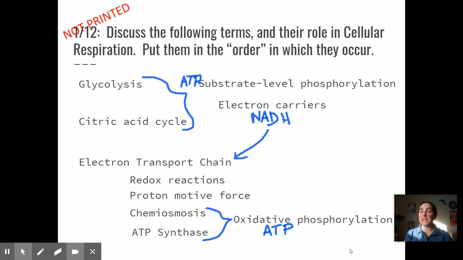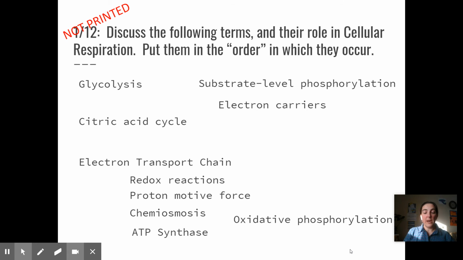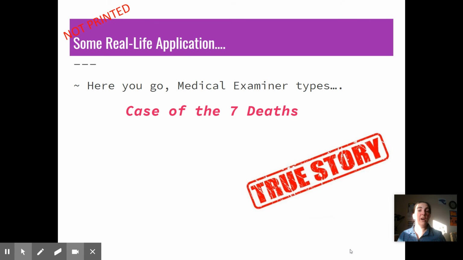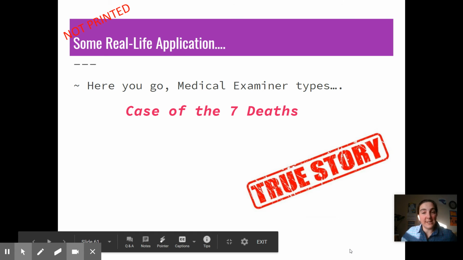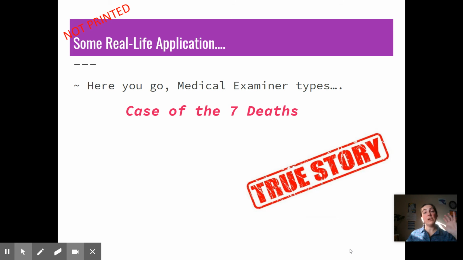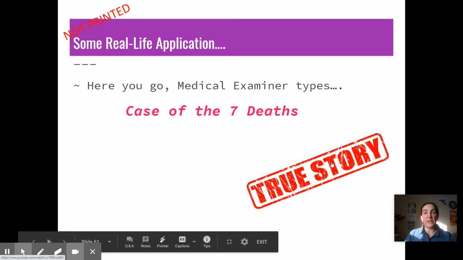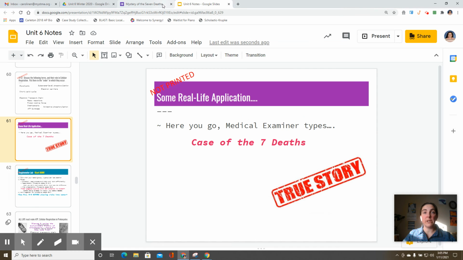Today, we're going to look at this in a very different way. We are going to work on a case study called The Mystery of the 7 Deaths. This is based on a true story, and at the very end of the case study, you'll get a chance to learn a little bit more about the true story. As soon as you finish this short ed puzzle, you are going to open a Google form that's linked on today's classroom post.